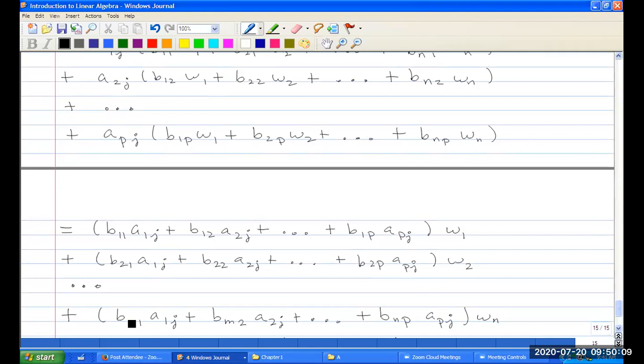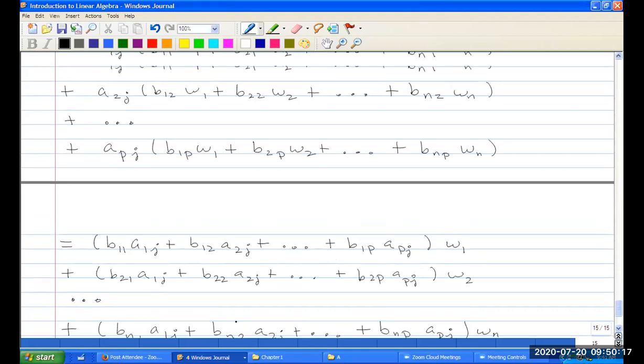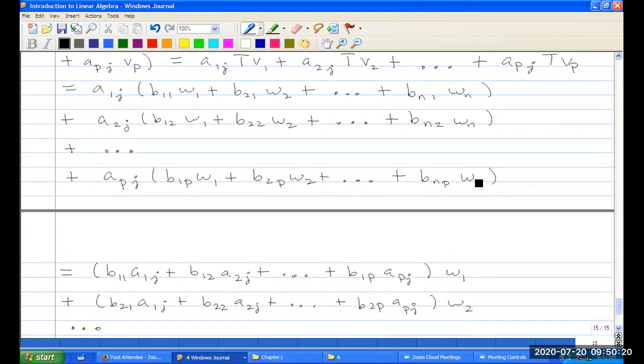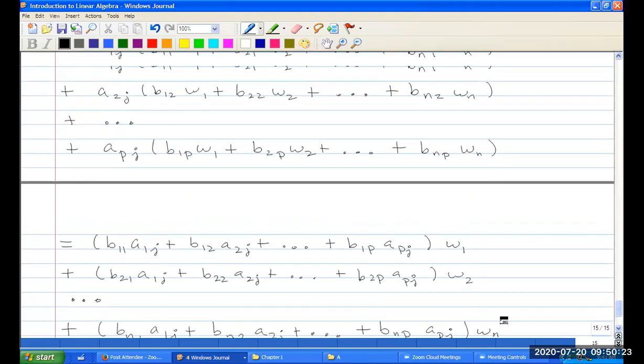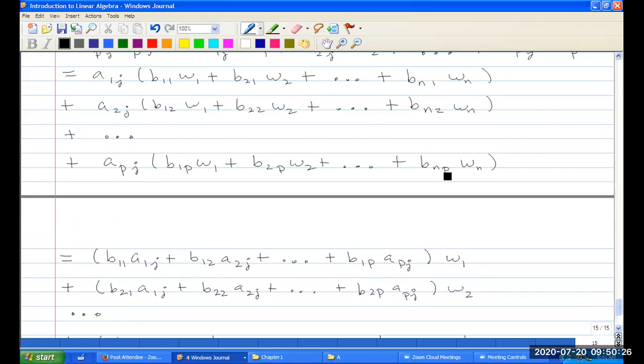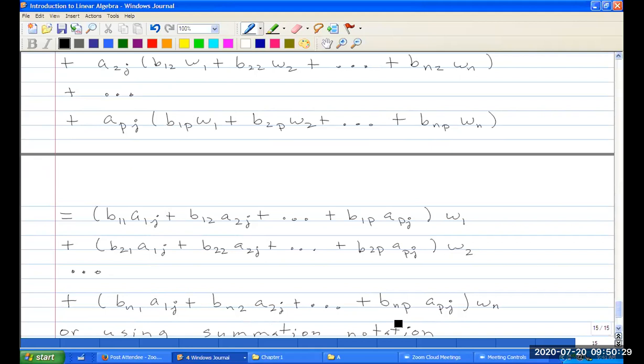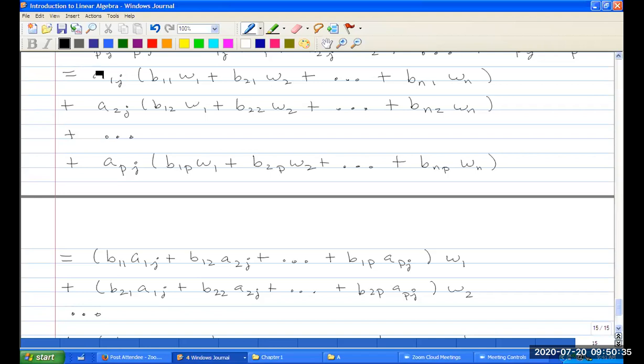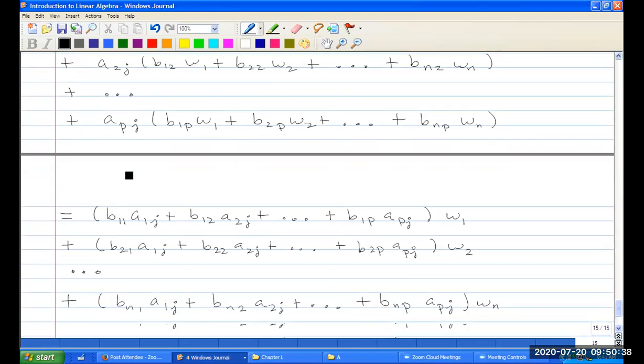Okay, there. Here are the WNs. There they are, and here are the BN1 through BNP. Now it's correct. Sorry about that, it was a typo. And here are the A1j to the APj. There it is. That's how you should define matrix multiplication.